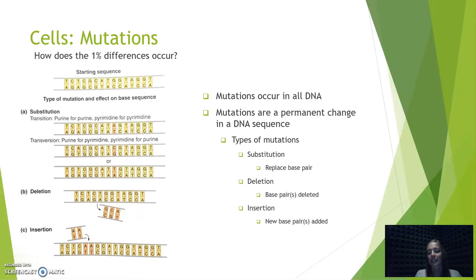So how do these differences occur? Mutations. Mutations occur in all DNA. Mutations are a permanent change in a DNA sequence. There are 3 different types. We have a substitution. You can see in this example, we have a T changed to a C. We have a deletion, so I just got rid of it, or we have an insertion, where one was just added in.